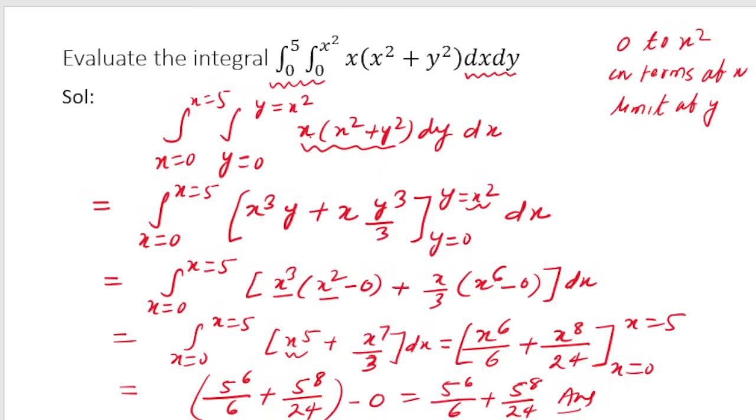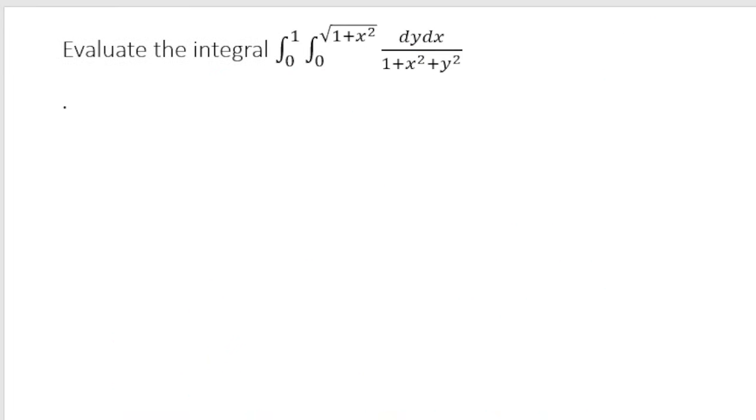When I say this is the very first type of problem, what I mean is that in this problem everything was already given: what is the limit of x, what is the limit of y. The only thing I want you to note is that if the limits are in terms of x, then it will be the limit of y, and if the limits are in terms of y, then it will be the limit of x. So first of all, we have to integrate with respect to the variable whose limit is given first. I hope this problem is clear to you.